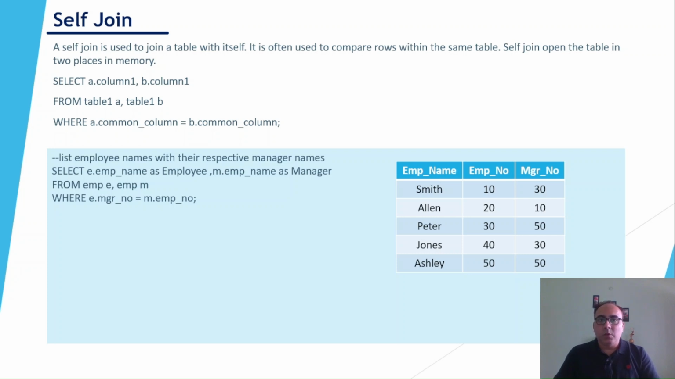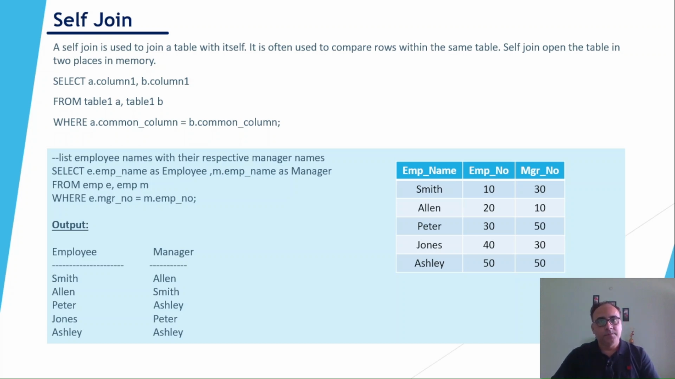So the query will be: select E.emp_name as employee, M.emp_name as manager from EMP E, EMP M. Here we are opening the same table EMP with two alias names, E and M. The join condition here is E.mgrno equal to M.empno. This will give us this kind of output, where we'll be able to get the employee as well as their manager name.